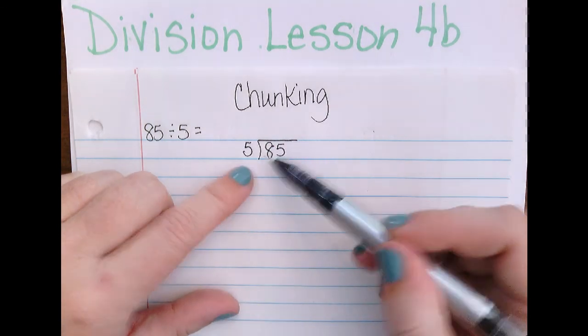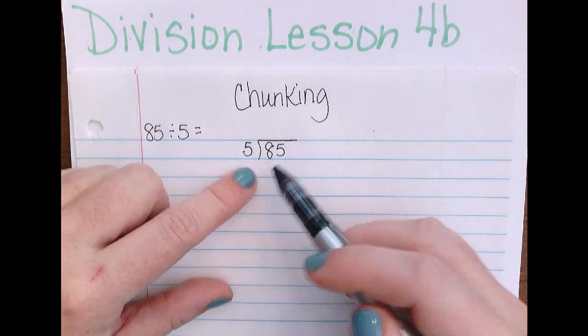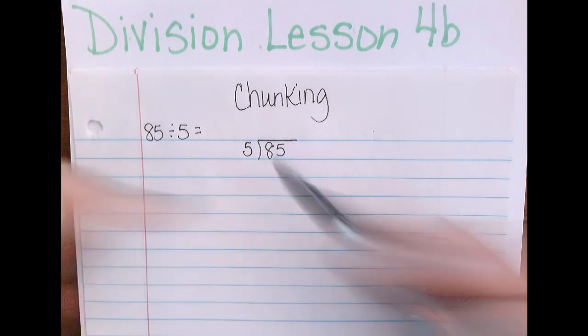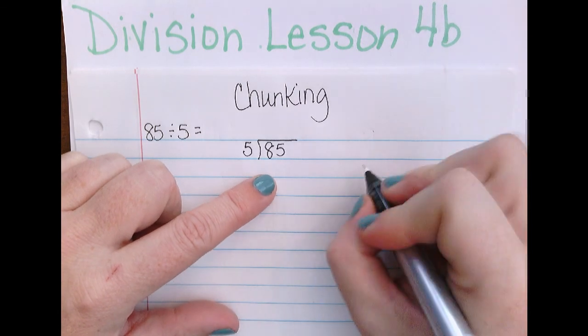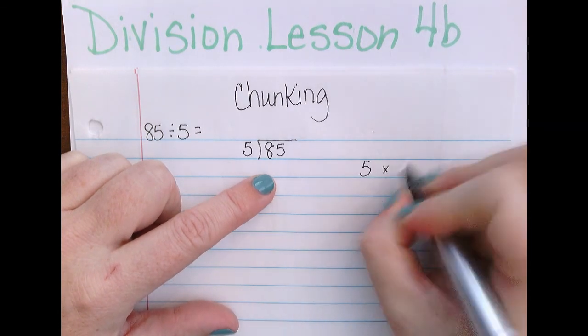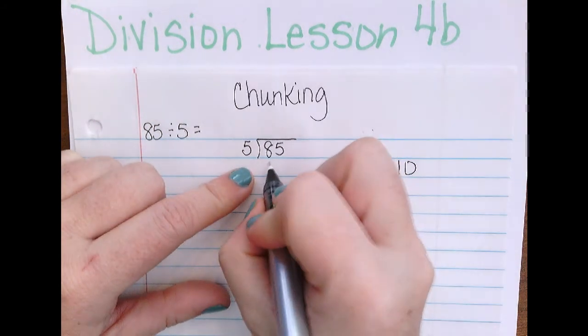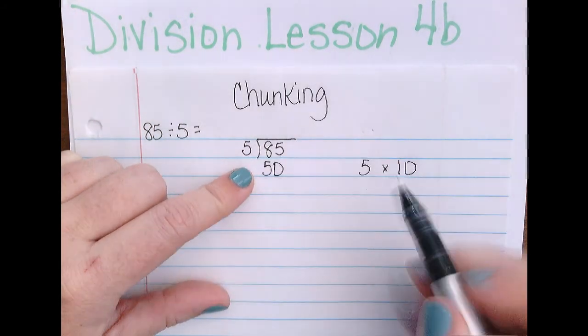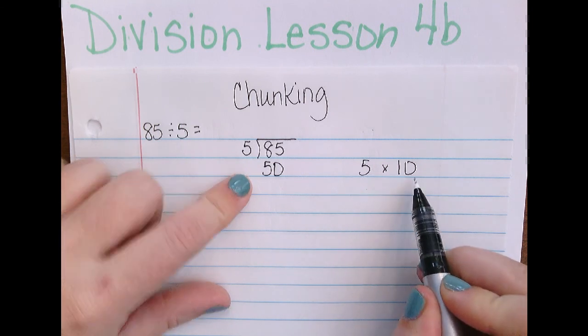So what can we multiply 5 by that'll go into 85 altogether? We've been kind of doing that with just the 10. How many times does 5 go into 8? But how many times does 5 go into 85? Well, we're going to start with the easiest one possible. We're going to do 5 times 10. 5 times 10 is 50, and we know that's less than 85. So I'm going to write 50 here, and then out to the side, write 5 times 10.